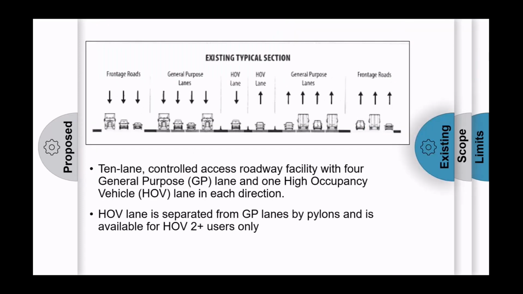So this is what our existing typical section looks like: 3 frontage road lanes in each direction, 4 general purpose lanes in each direction, and an HOV lane, 1 in each direction in the center, separated by pylons between the HOV and the general purpose lanes. And the HOV is 2+.